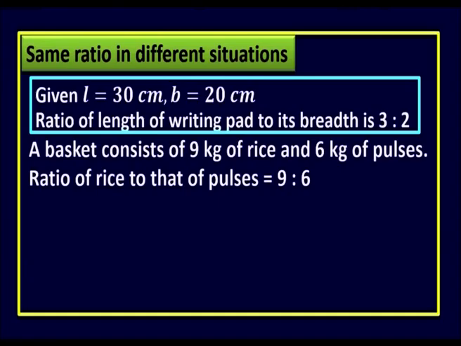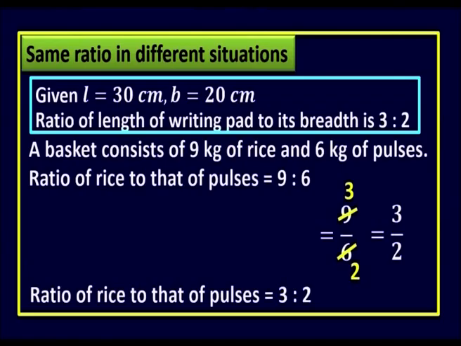So, since we have rice first, that becomes the antecedent, and pulses next, so that will become the consequent. So, we get 9 is to 6. Now, 9 is to 6 can be written as 9 by 6, and again there is a common factor. So, I will cancel with 3. 3 goes 2 times in 6, whereas in 9 it goes 3 times, and we get 3 by 2. That means the ratio of rice to that of pulses is 3 is to 2.